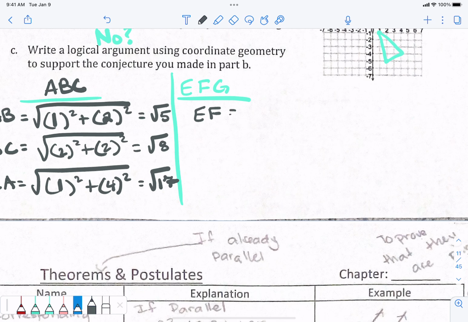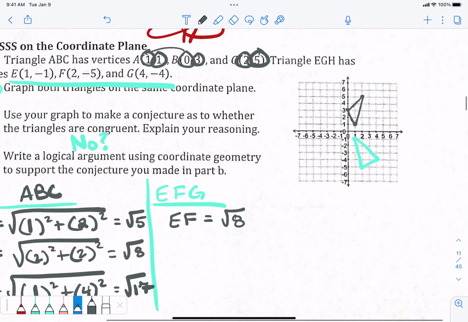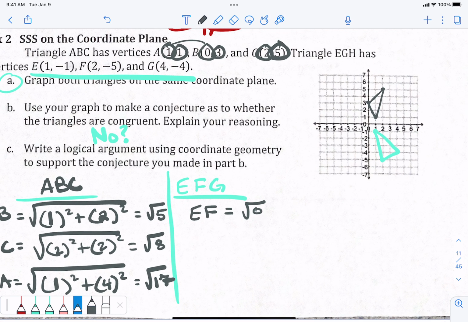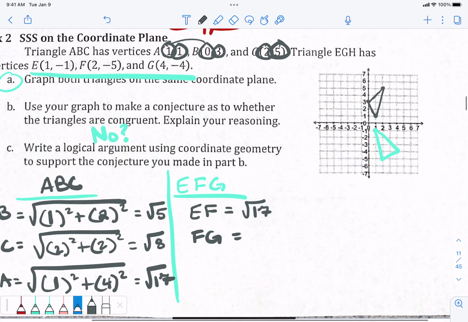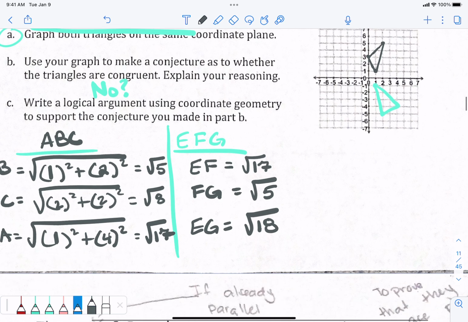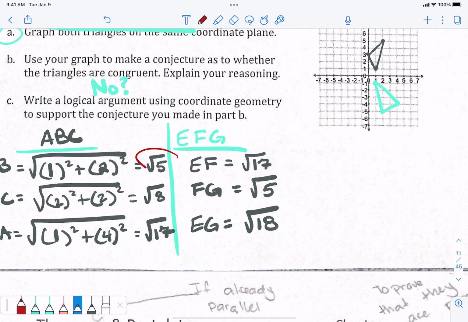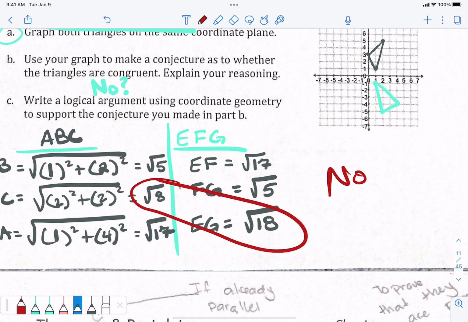EF is the square root of 8, I believe. No. EF is the square root of 17. Okay, FG. We just did the distance formula between them. I'm just giving you these. FG is the square root of 5. And EG is the square root of 18. Are those two triangles congruent? No. No, because 18 and... Oh, no. Not those two sides. 18 and 8. So that is proving not congruent.